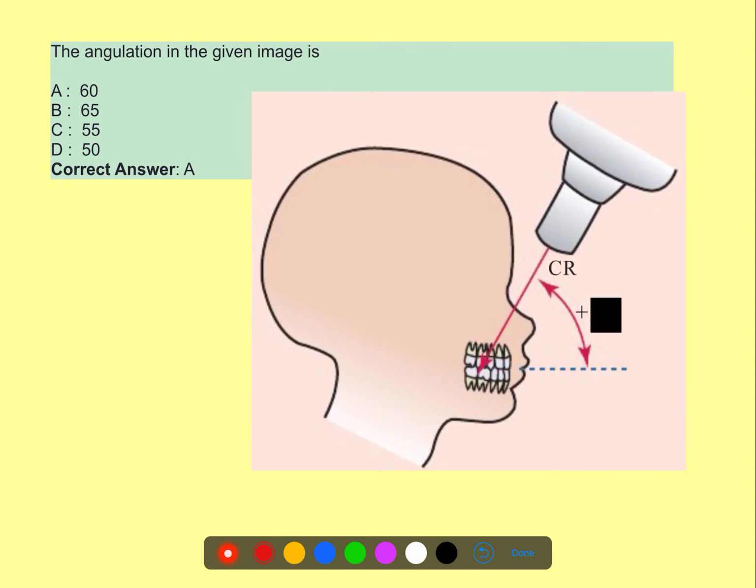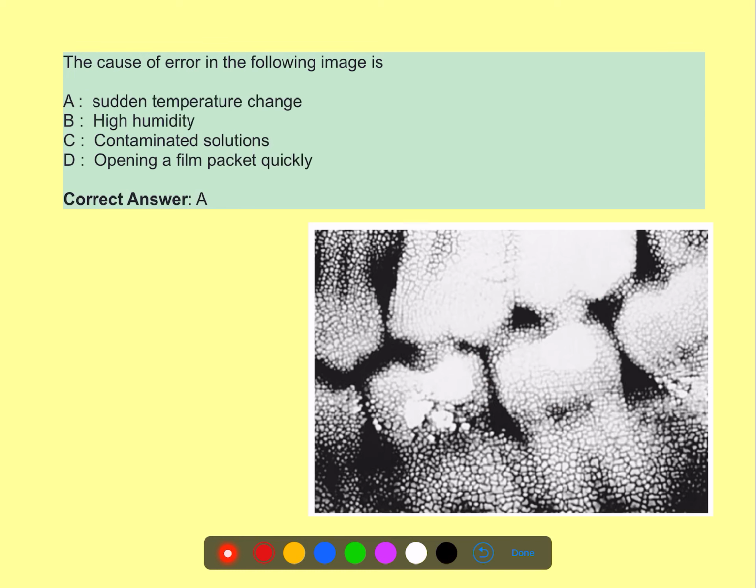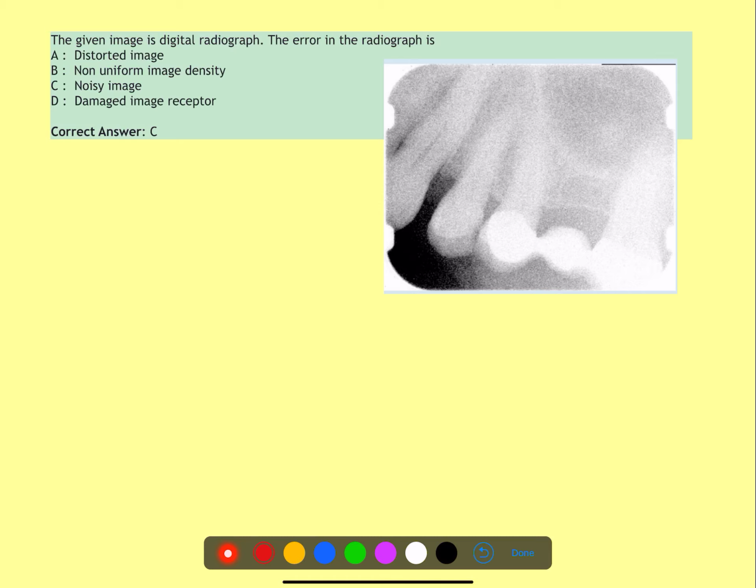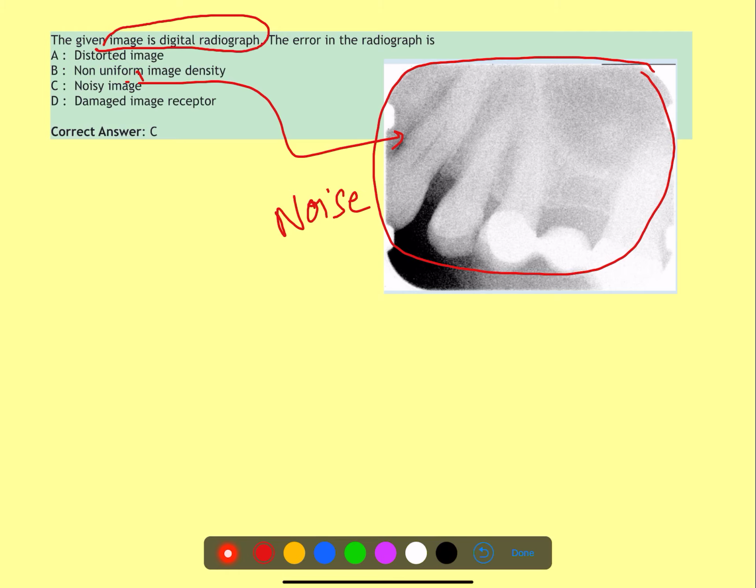The angulation in the given image, here the angulation is 60 degrees and this is a pediatric occlusal radiograph, maxillary cross-sectional. The cause of error in the film is called reticulation of the film, and this reticulation of film is mostly due to sudden temperature change. And this is a light dense image, and this light dense image in the digital radiograph is mainly because of the noise. So hence it is a noisy image.